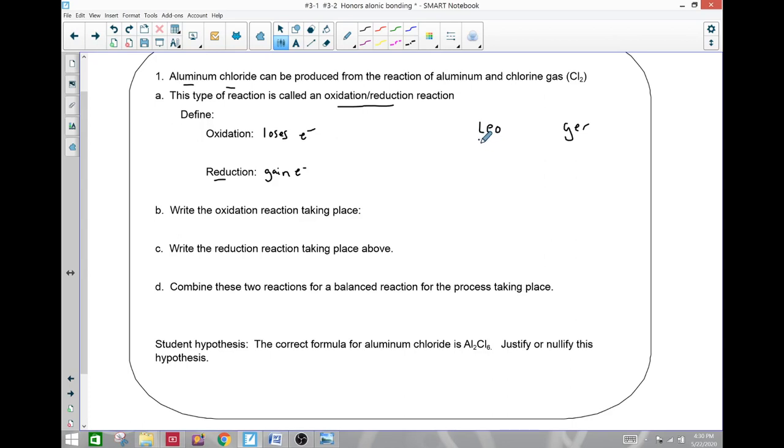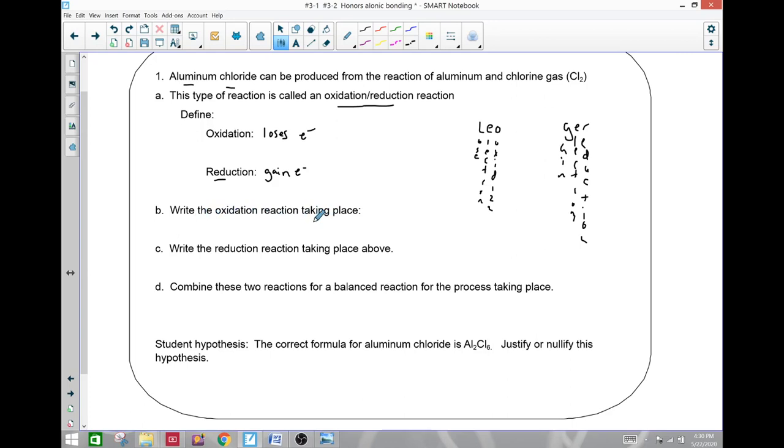So that's lose electrons, oxidize. This is gain electrons. Sorry for the sloppiness, because I don't want to do it for a reduction. Okay. Write what's taking place here.